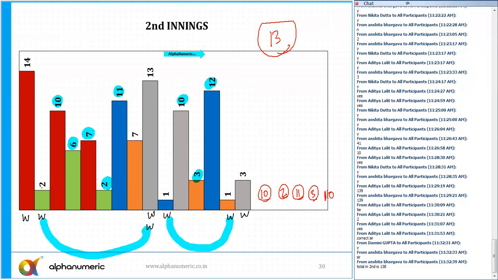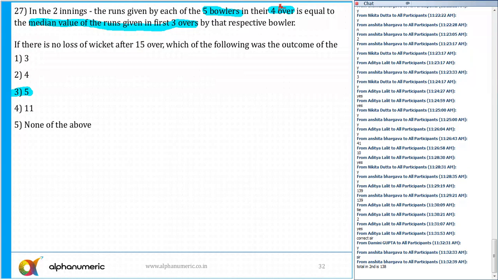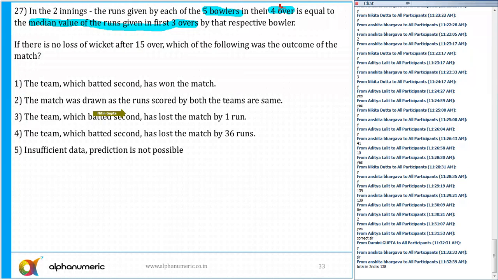So maybe I have done some calculation error. 138. If it is 138, then the answer is definitely option number 3, and that was the official answer also. The team who batted second lost the match by 1 run. Okay. So the correct answer is option 3. So any doubts to anyone?